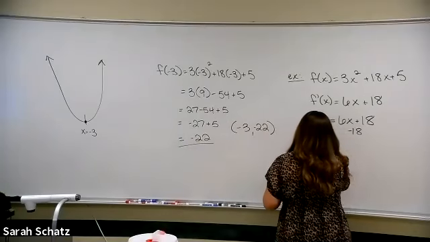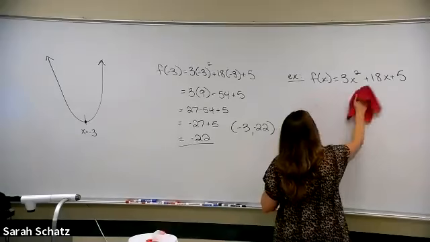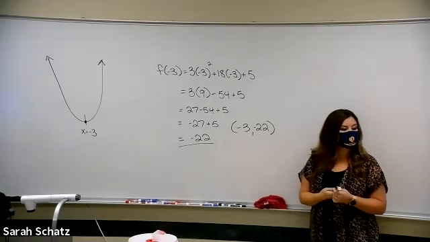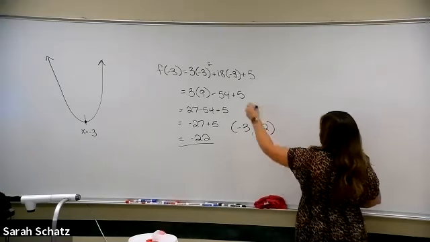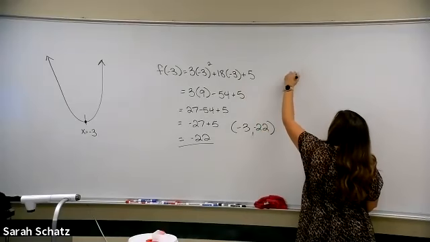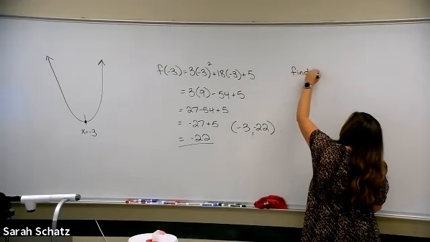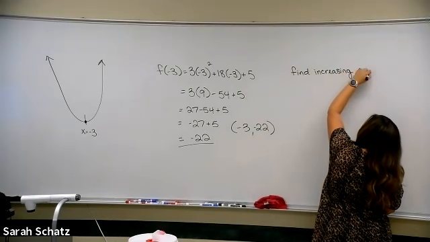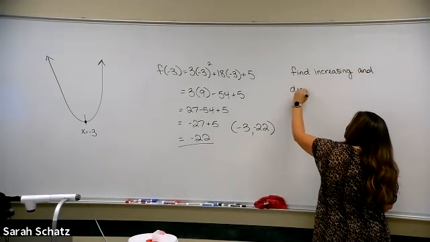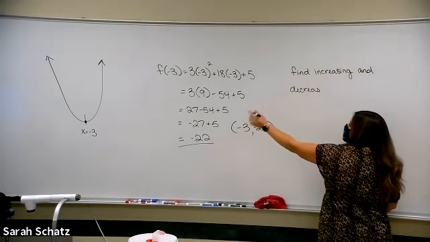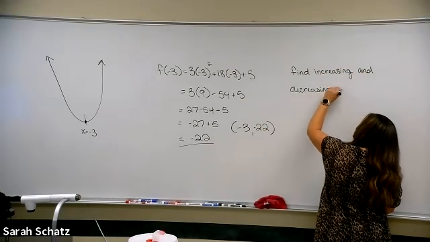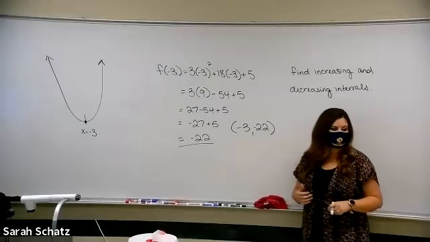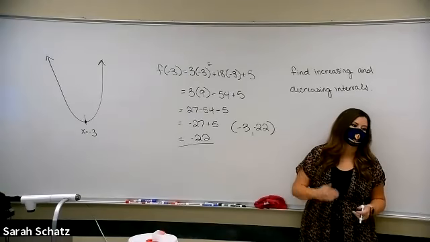Okay, so we found our critical point. My next question for you is going to be for this same function. Find the increasing and decreasing intervals. And again, let's pretend that we don't know what this looks like. So basically, I want to know, where is it going down? Where is it going up?